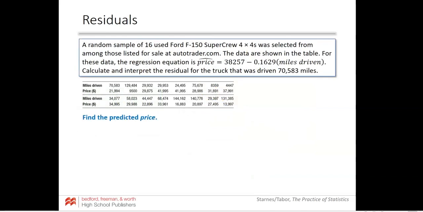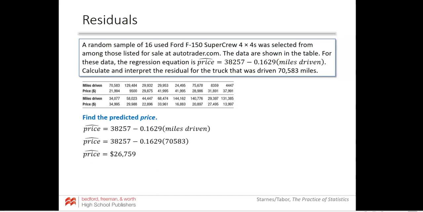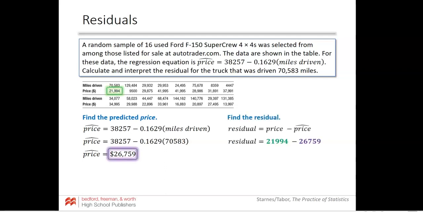So find the predicted price for a truck that was driven 70,583. So plug it in to find the predicted, and we get a predicted price of 26,000. Now, I think there actually was one that was sold that had that same mileage, if we can find it on there. So there it is, I see at the top left. So 21,000, that car was driven 70,583. It actually sold for 21,994. Now, we predicted it would sell for 26,000.